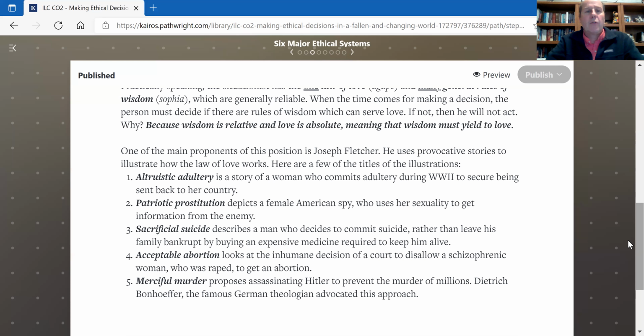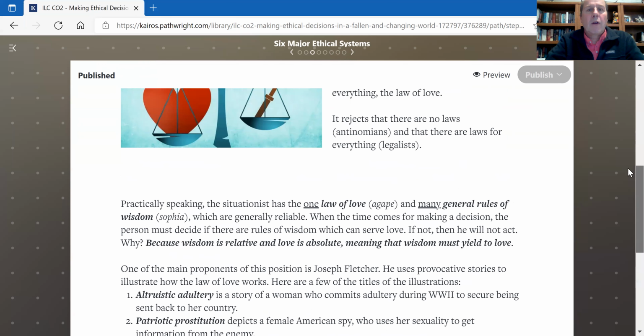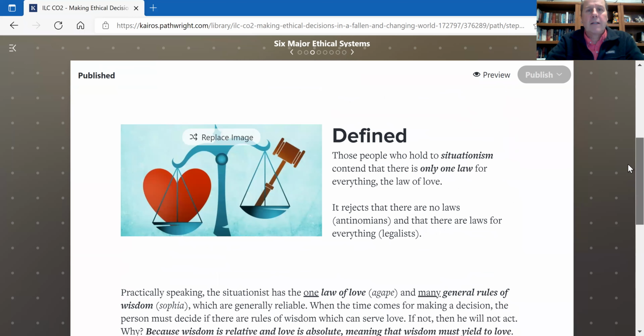And so you can read through these. There's sacrificial suicide, acceptable abortion, merciful murder. All of these would fall under this category of what we called situationalism. Okay, that's the second ethical system.